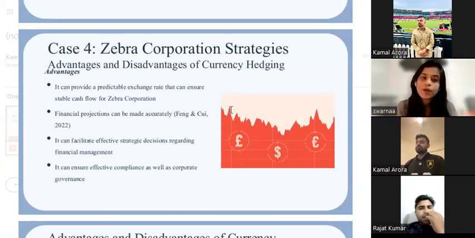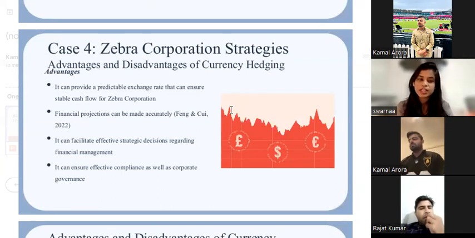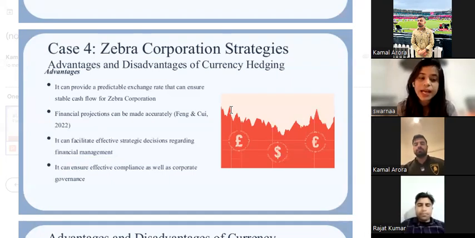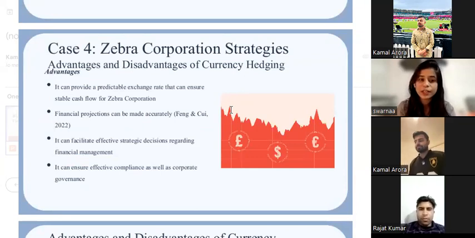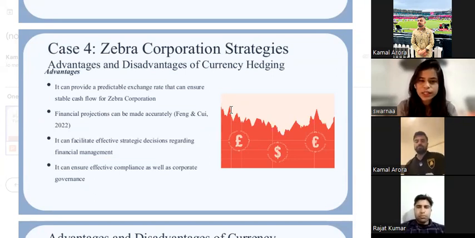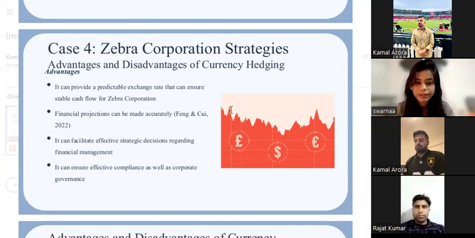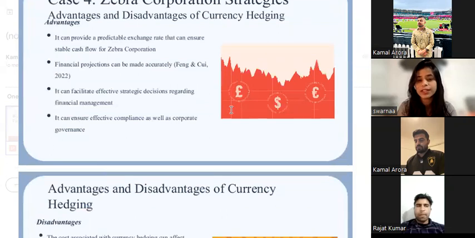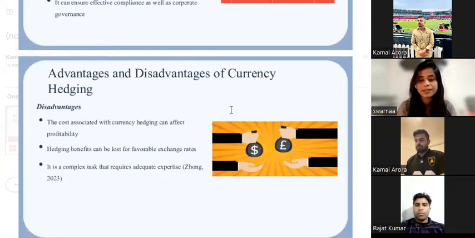Now is case 4, which is Zebra Corporation strategies, advantage and disadvantage of currency hedging. The advantages are it can provide a predictable exchange rate that can ensure stable cash flow for Zebra Corporation. Financial projection can be made accurately according to Feng and Sui 2022. It can ensure effective compliance as well as corporate governance. Now the other part will be discussed by my fellow friend Rajat. Rajat, can you go ahead, please?